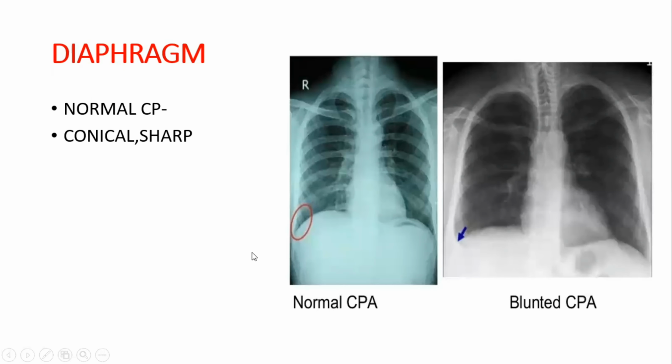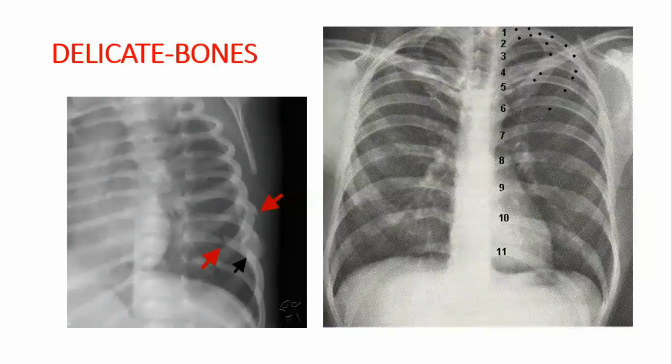Next, diaphragm. Normal costophrenic angle is conical and sharp. Here there is blunting of the costophrenic angle due to pleural effusion or blood collection or anything.